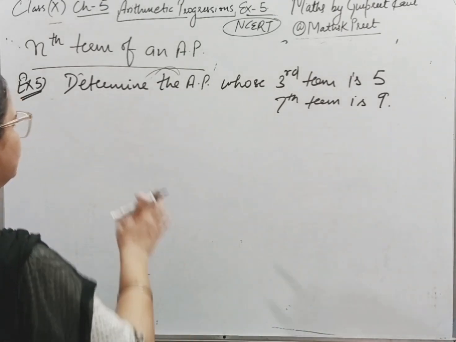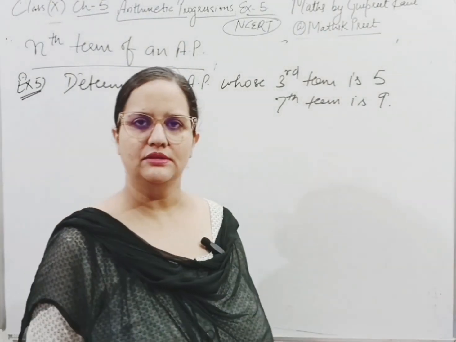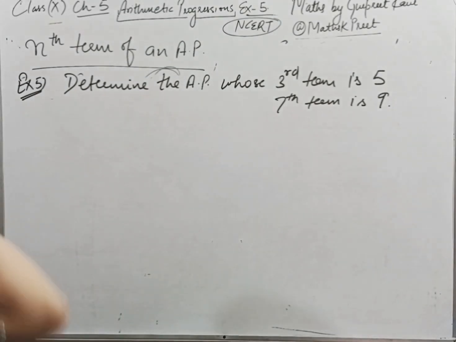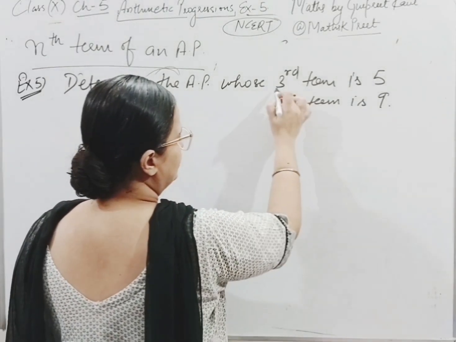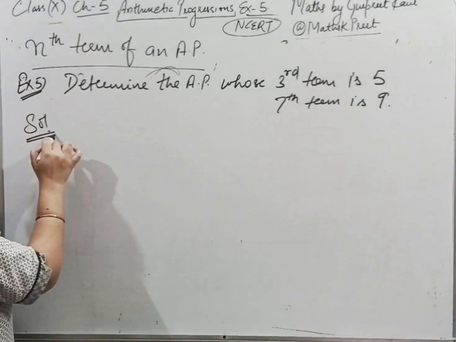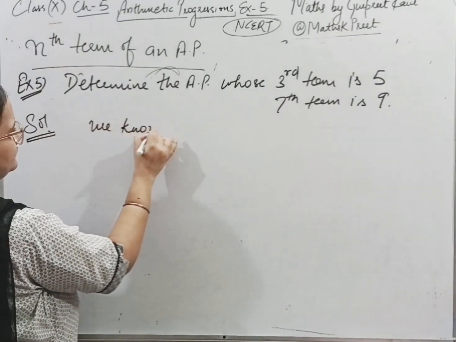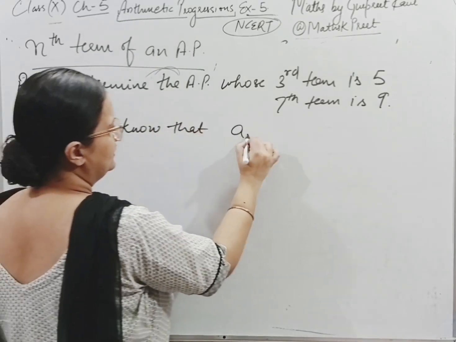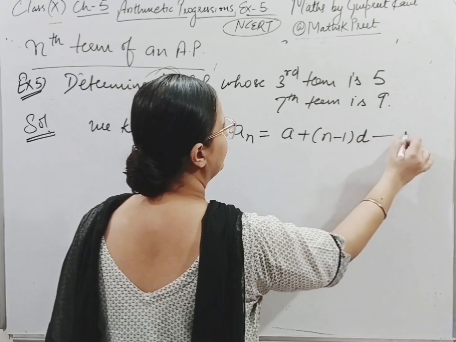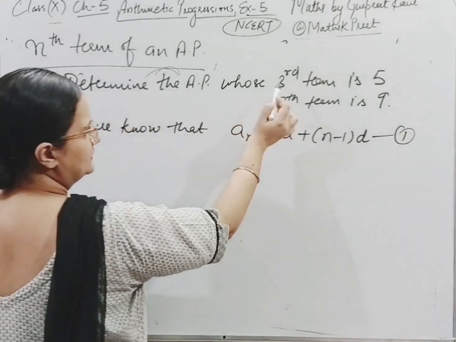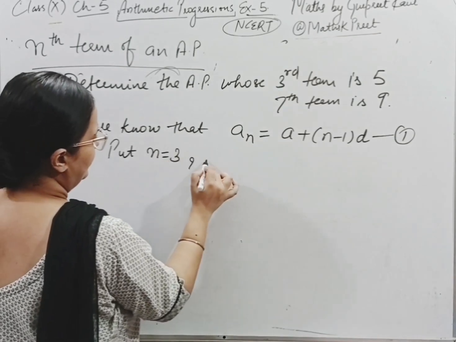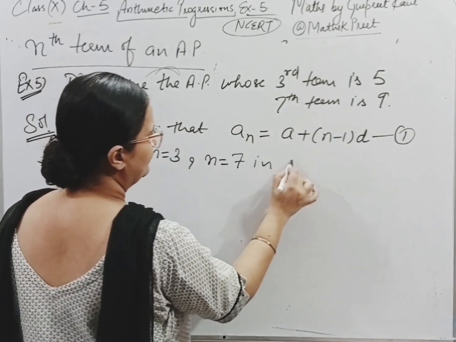So this is example number 5. It is asking us to determine the AP. We have to write the sequence. What is given to us? The third term is 5 and the seventh term is 9. Here we will use the formula for the nth term. We know that An is equal to A plus n minus 1 into D. Write it as number 1. Here, for the third term and seventh term, we will put n equal to 3 and n equal to 7 in number 1 to generate the equations.